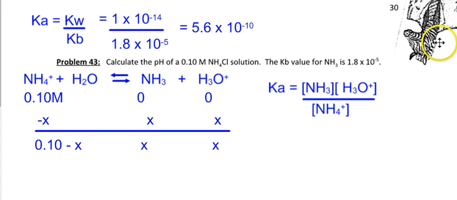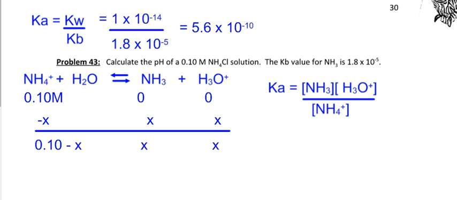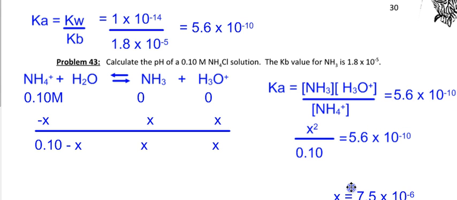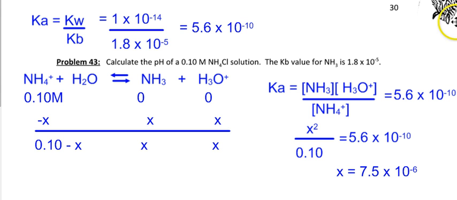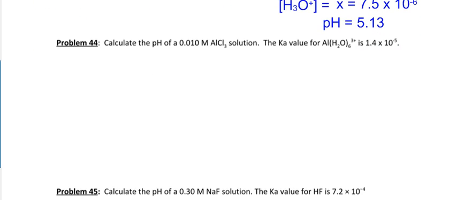Okay, so now what? Plug in your values and solve for X. Now, what is that X equal to? That X is equal to your hydronium concentration. Because that is your hydronium concentration, can you solve for the pH? Isn't that what they're asking for? How do you find pH from this? Go ahead and do that. Hopefully you got 5.13.